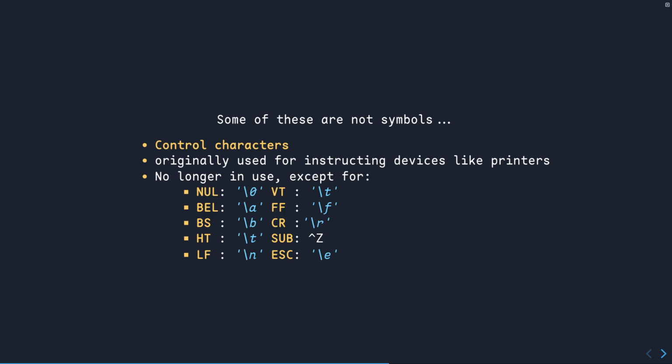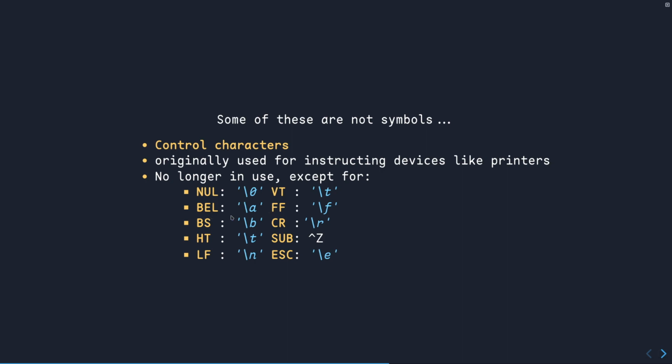a lot of these characters have become obsolete, but we still use these 10 ones, which are the null character, which is mostly used to terminate strings. Some strings just work with a length at the beginning, but there are still a lot of systems which use null terminated strings, which is why this is still pretty relevant today.